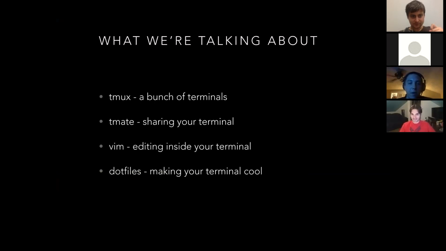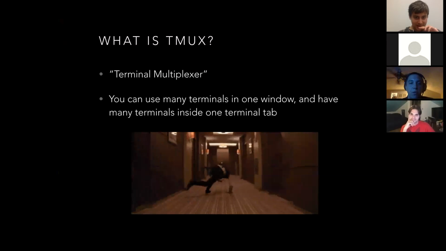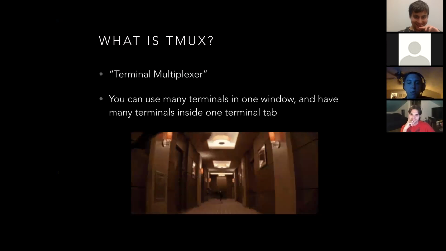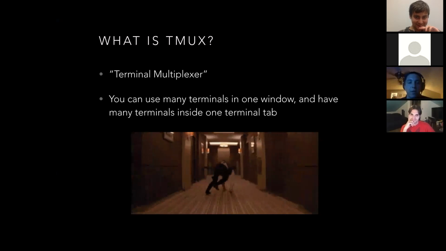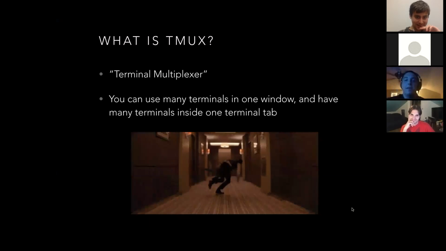What are we talking about? tmux, which is having a whole mess of terminals inside one terminal. You can have different windows. It's great. You can use teammate, which is sharing your terminal between two different users, which we'll demonstrate here. And we have Vim, which is editing right inside your terminal. And then also dot files. Dot files are for customizing your terminal. So what is tmux? tmux is terminal multiplexer, which is fancy for saying you can use a whole bunch of terminals. And I'll demonstrate that next, but I have the obligatory Inception GIF here for that.